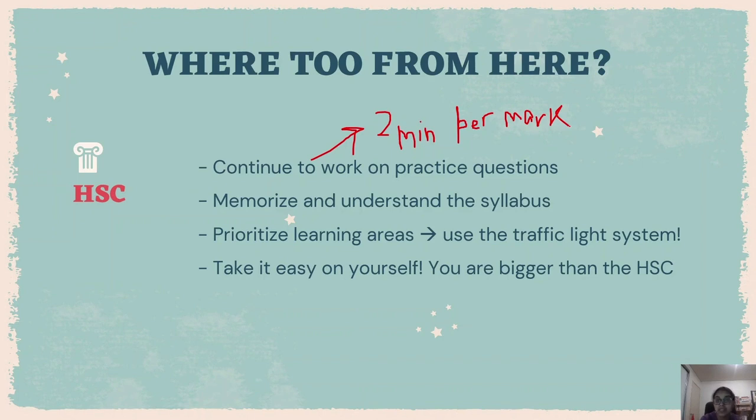Now, memorize and understand the syllabus, so important. I've talked about the importance of using mind maps and stuff. It's really helpful. Now, prioritize learning areas. Use the traffic light system. The traffic light system is something that really worked well for me for STEM subjects and for PDHPE. Basically, you print out the syllabus. You get the syllabus from school, and you take three highlighters: pink or red, green and yellow.